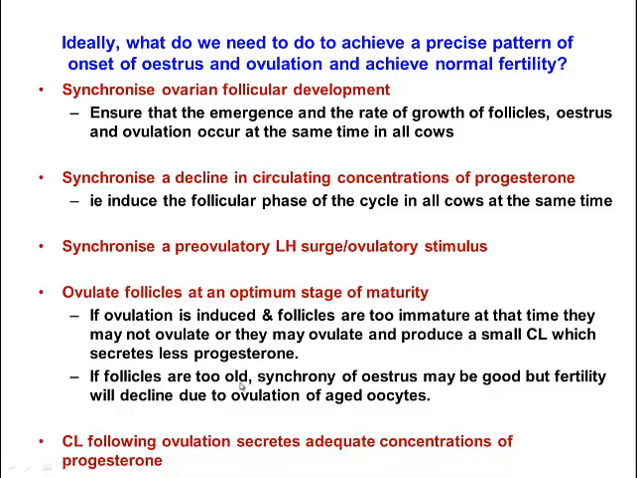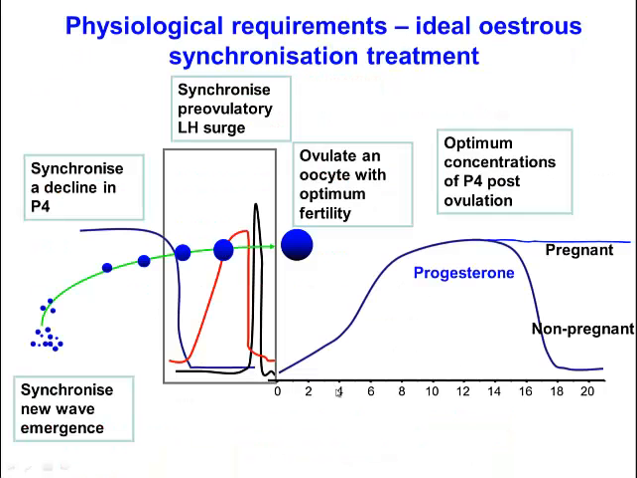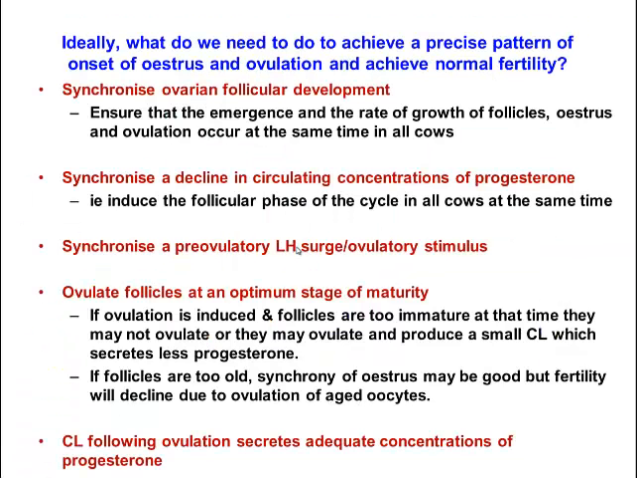If follicles, on the other hand, are too old, that is, at the time when we cause a reduction in concentrations of progesterone, then those cows will come in heat, but fertility will be less than normal because the oocyte in the follicle will be too old. This is a situation where if we treat with progesterone here for too long, then this follicle may keep getting bigger and bigger, and then if we cause a decline in progesterone out here, the follicle is a little bit too old, and the viability of the oocyte will be less, and that can cause a reduction in fertility.